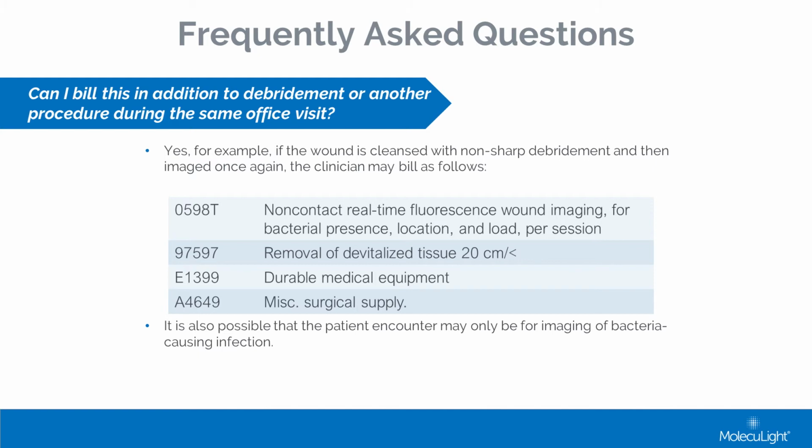some non-sharp debridement. In addition, we're recommending for reimbursement purposes and to educate the payers that you use code 13999 for durable medical equipment, and on that line you could identify that this is the non-contact real-time fluorescence imaging procedure. For A4649, you could include non-contact real-time imaging dark drape or just dark drape. If the wound is cleansed with non-sharp debridement and then imaged once again, you would use 0598T with units of 2. Even though you're in the same anatomic location, you have now essentially done the work 2 times.